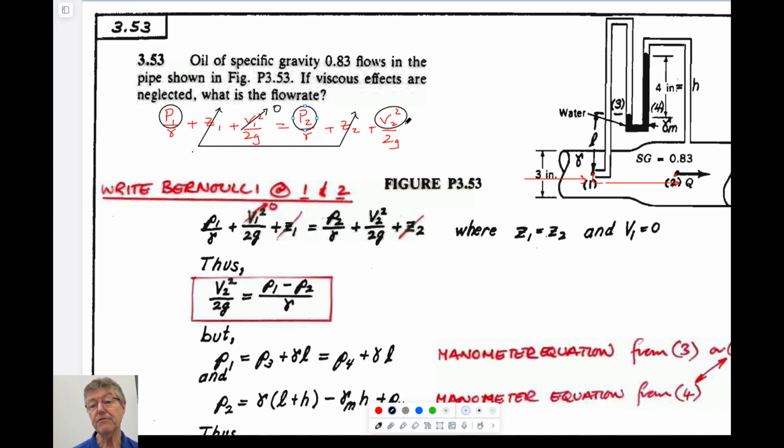So we have one equation and 3 unknowns, and so we're going to want to constrain things in some way. One way to constrain it is to write this in terms of P1 minus P2 over unit weight is equal to V2 squared over 2g. So that's going to come out of this. If we can do that, then we can define this relationship in terms of this. So we want to know what P1 and P2 are.